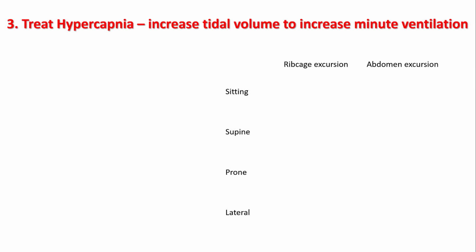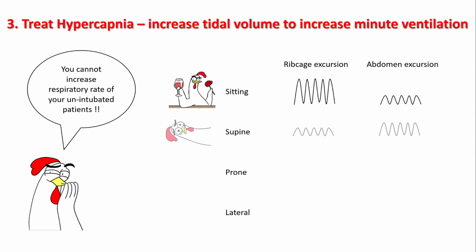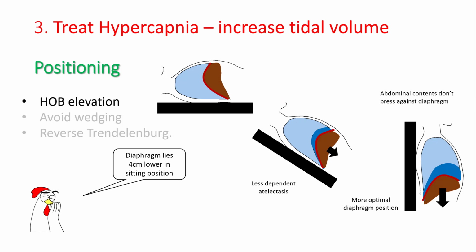To treat hypercapnia, you have to increase the minute ventilation, and this you can achieve by increasing the tidal volume. In an unintubated patient, it's very difficult to increase the respiratory rate. To increase the tidal volume, sitting position is the most optimal in increasing the rib cage excursion. So attempt to sit up your patient as much as you can.